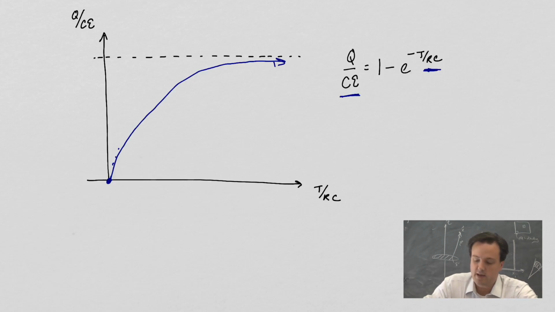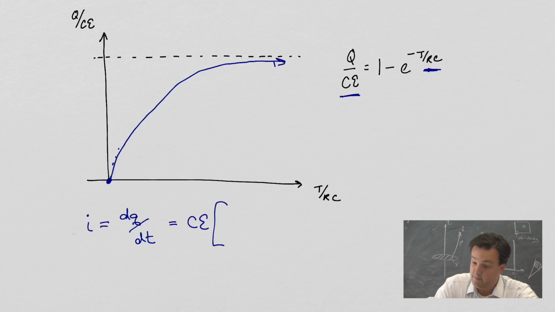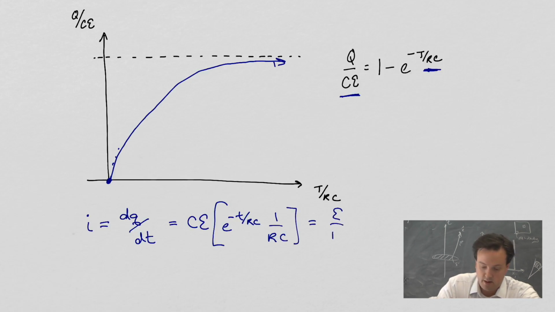If I, of course, wanted the current, I can go one step further and say that the current, which is dq dt, is just going to be the derivative of this expression, which is going to give me, let's see, in order to take dq dt, I have to move the c and e to the numerator, and so I have c times the EMF times the derivative of e to the minus t over rc, which is e to the minus t over rc times 1 over rc by the chain rule, which is just equal to the EMF over R times e to the minus t over RC.